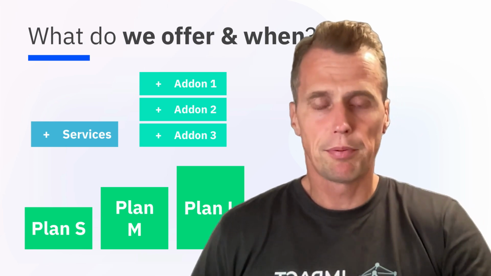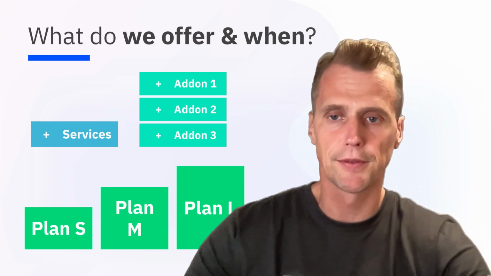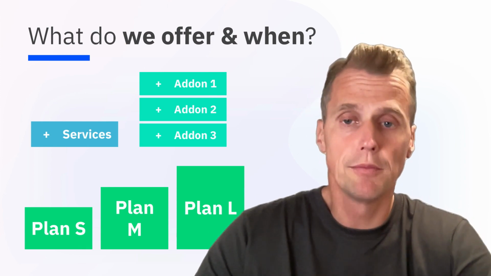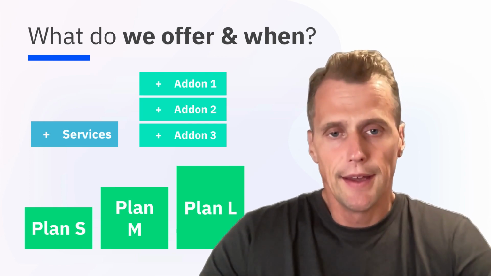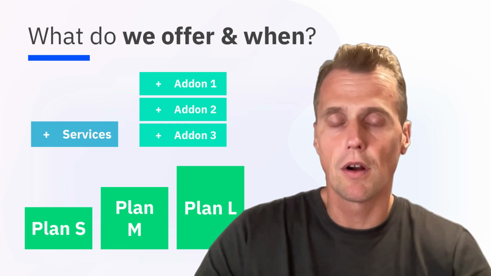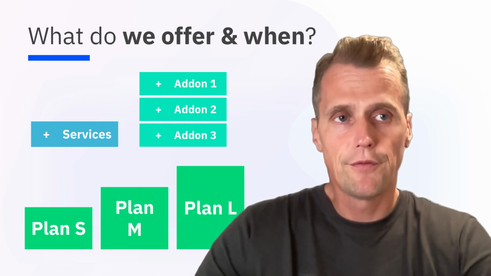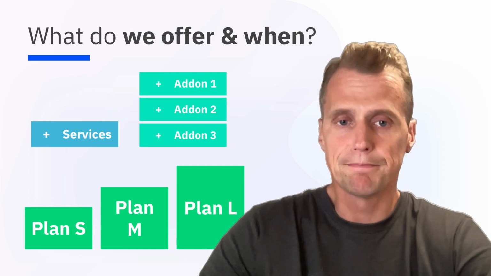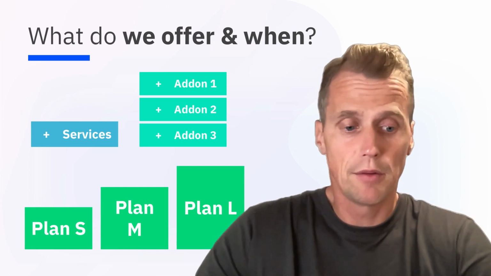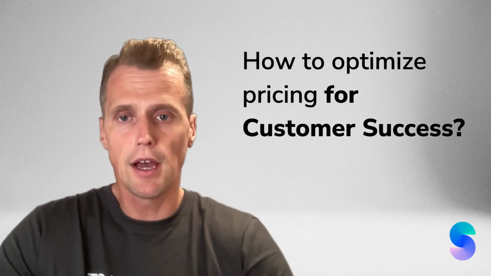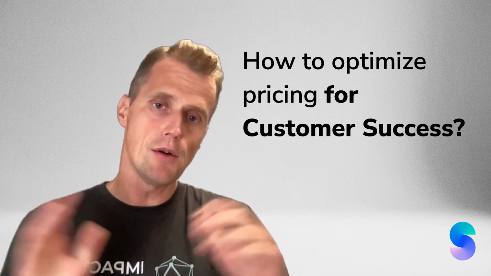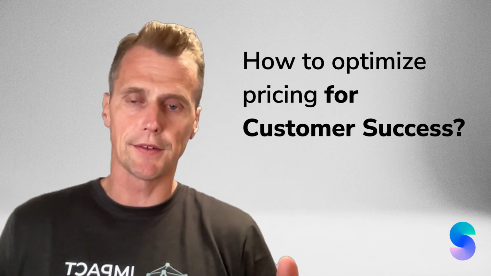So what do I mean by pricing and plans? Just a few examples. It's common to have different types of plans: the small, the medium, the large, whatever we call them. You might have some add-ons. You might even have some services that are not recurring revenue for us. So you have some pricing and plans to consider. And our advice here is, instead of optimizing for sales only, how can we optimize pricing for customer success?